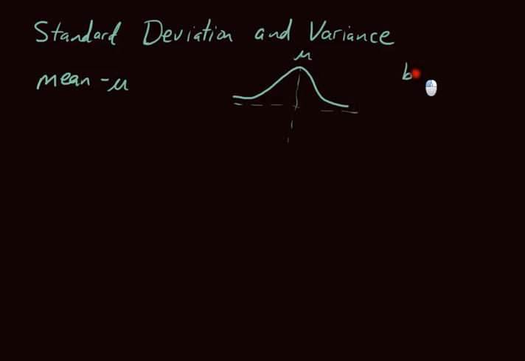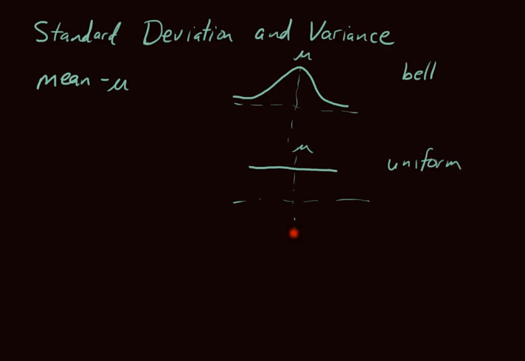So this is a bell or a normal distribution. But there's plenty of other shapes of data that would have that same mean. Let's just take another one. If it's just flat across, it'd still have that same mean. This is a uniform distribution.